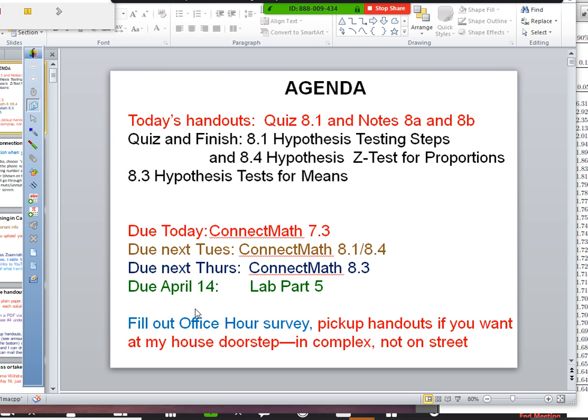Make sure you fill out the office hours survey. I'm going to start office hours based upon that survey. I'll start those tomorrow, next week. And if you want to pick up handouts on my doorstep, remember that I'm in the complex, so you have to go up my street and then turn right into my complex, and I'm in the building on the left. So it's not on the street, it's on the inside.